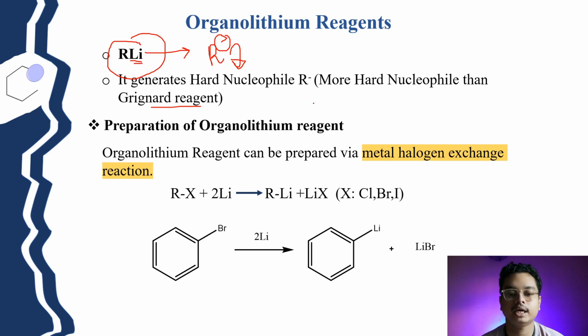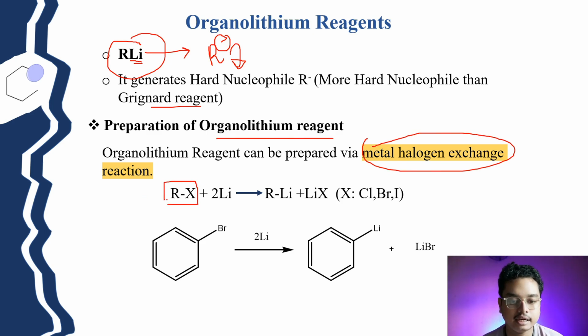Now, how to prepare this organolithium reagent? Organolithium reagent can be prepared via metal halogen exchange reaction. This is the alkyl halide. The alkyl halide reacts with lithium, then one of the lithium is exchanged with the halogen here, and we get our metal halogen product. This is RLi, which is nothing but the organolithium reagent, and LiX. This is the salt, and the X should be chlorine, bromine, or iodine.